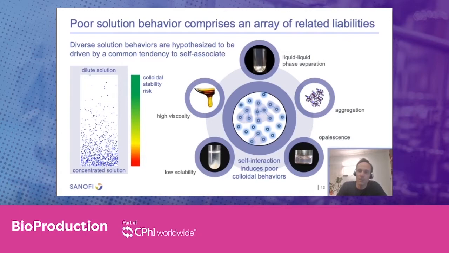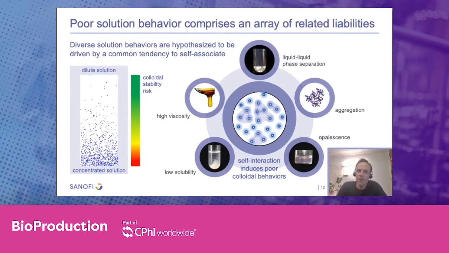So not only is the impact broad, but also it's composed of an array of seemingly very different phenomena. These include high viscosity, opalescence, phase behavior, and aggregation. So, seemingly very different things. They are linked through the commonality of being related to colloidal stability. So they're all distinctly concentration-dependent phenomena.